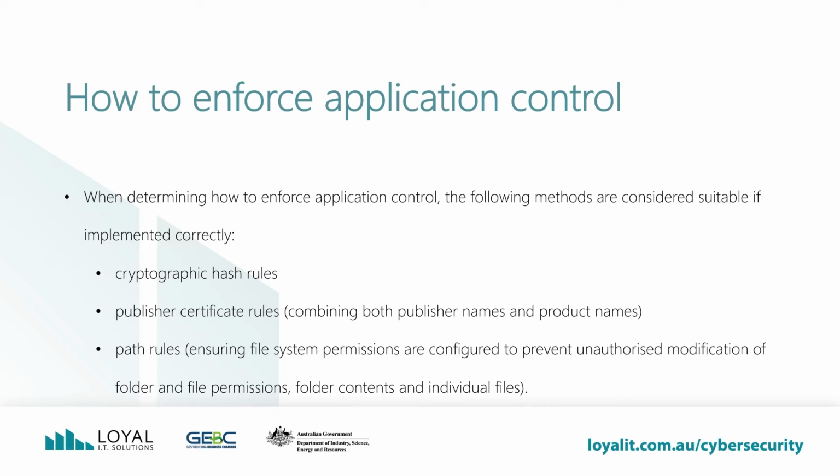Path rules. Ensuring file system permissions are configured to prevent unauthorized modification of folder and file permissions, folder contents, and individual files. This means that standard users are likely able to access the folder where the installation software is located on the network. They just lack the ability to modify or add to these files. Path rules can be added to the application control filter rules, so any software in that location can be installed as long as it's included in the allow list.